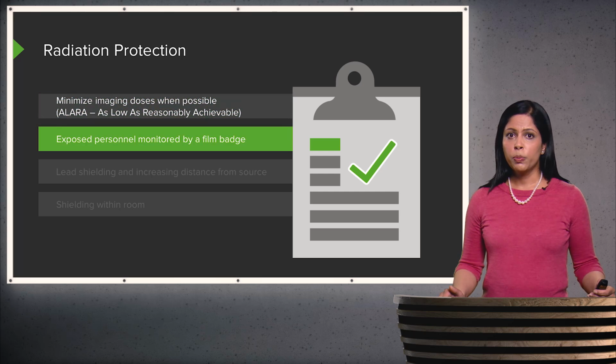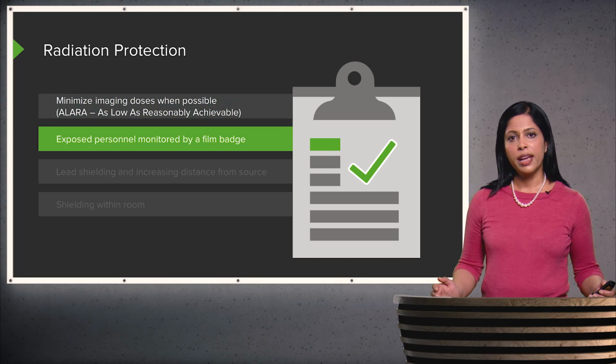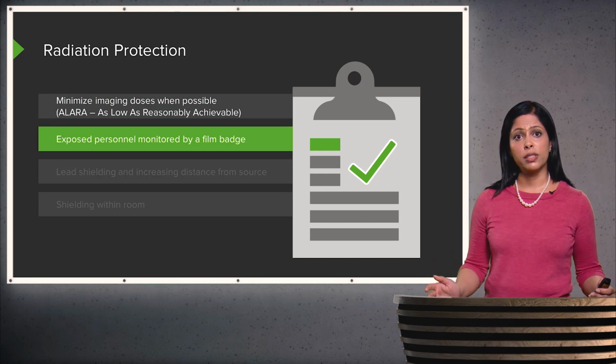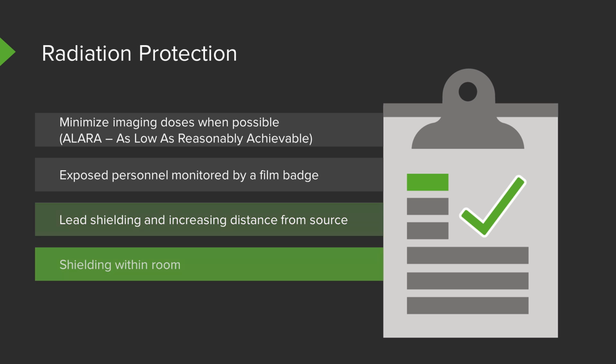You want exposed personnel to be monitored by a film badge, so all radiologists and all technologists that work in the field always wear a film badge, and that shows them how much radiation that person is receiving. Lead shielding is always used, and you want to increase your distance from the source. So as we know, scatter radiation is always present, and you want to be as far away from that source of scatter as possible, especially when you're someone that works in the field and you're exposed to this day to day. Rooms are now designed with shielding in place to help prevent radiation exposure.